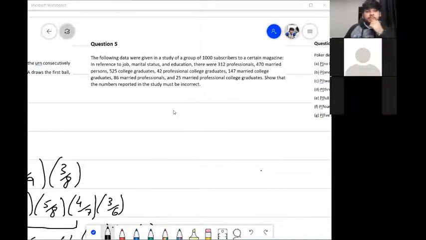So, show that the numbers reported in the study must be incorrect. Okay. So what they're trying, if it is incorrect, it means we will have to use some formula, input values into the formulas, and we have to see whether it makes sense. Like by the axioms, the total probability can't be greater than one, or your intersection should not be greater than the union. Like these might be things that are coming into my mind right now. And so there will be some axiom that might not be fitting.